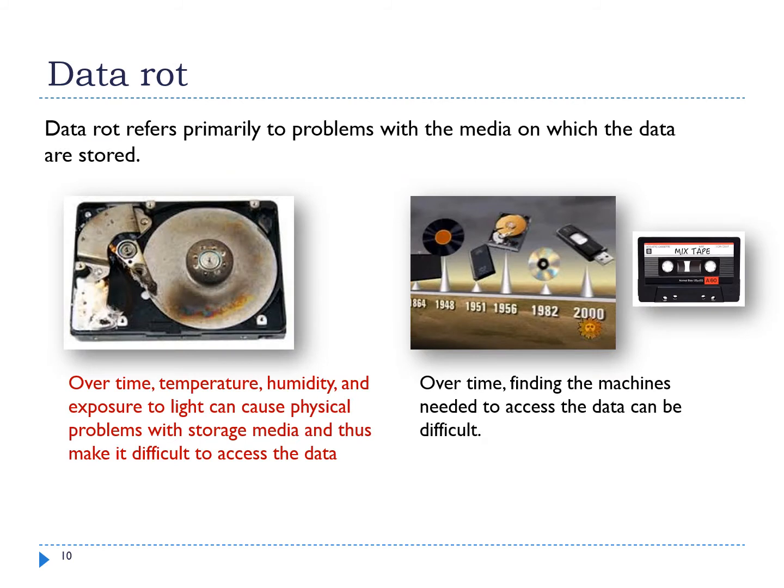Data are also subject to data rot. Data rot refers primarily to problems with the media on which the data are stored. This means over time, temperature, humidity, and exposure to light can cause physical problems with storage media and thus make it difficult to access the data. And over time, it could be more and more difficult to find the machines needed to access the data.